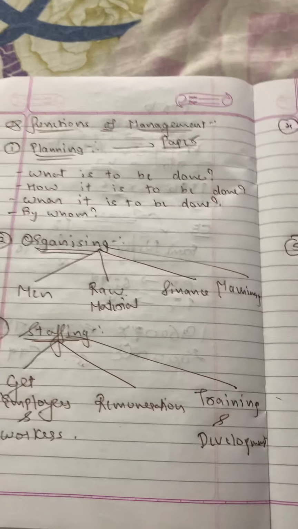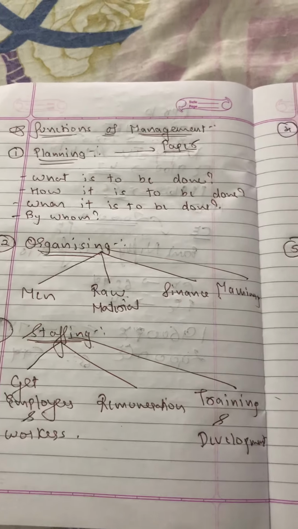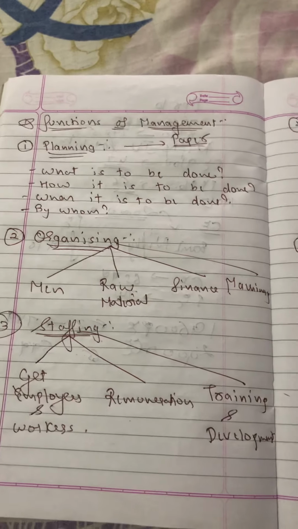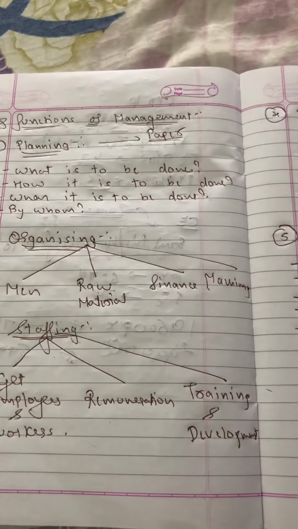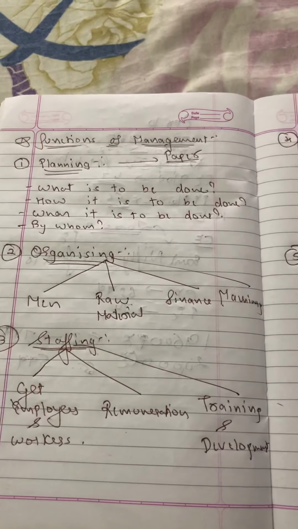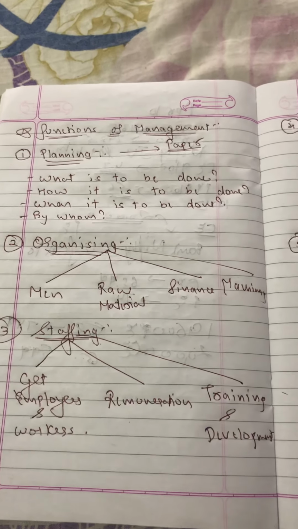Organizing means to organize. For example, when you walk into your house, can you see how your parents have organized the entire house? Like, if you want to sleep, you can go to your bedroom because the bed is located in the bedroom and not in the hall, not in the kitchen. Why? Because everything is organized in your house.